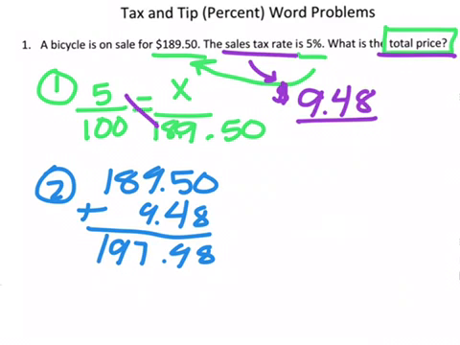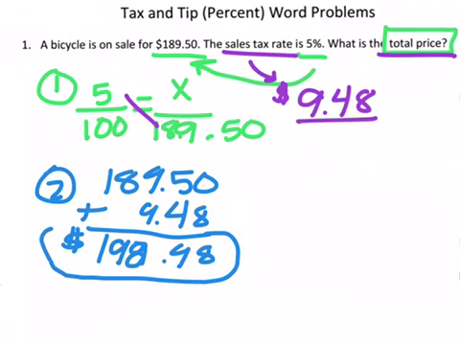You guys can also use calculators if you wish, but you go ahead and you add them together. And you get $198.98. So the bicycle was $189, and then the sales tax was over $9. When you add it together, that's how much you end up paying for the entire bicycle and are able to leave the store with it.